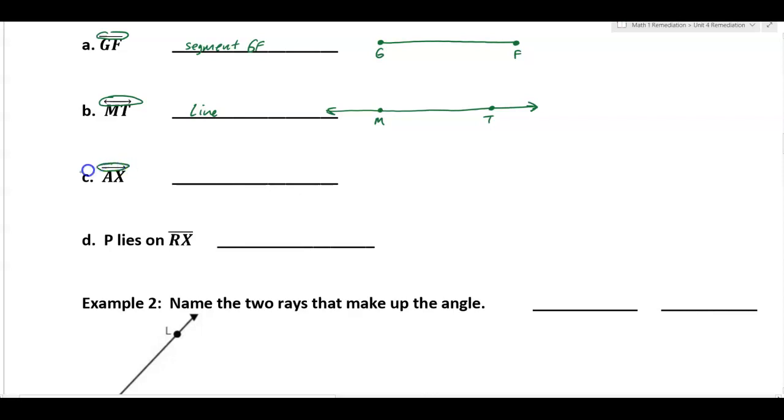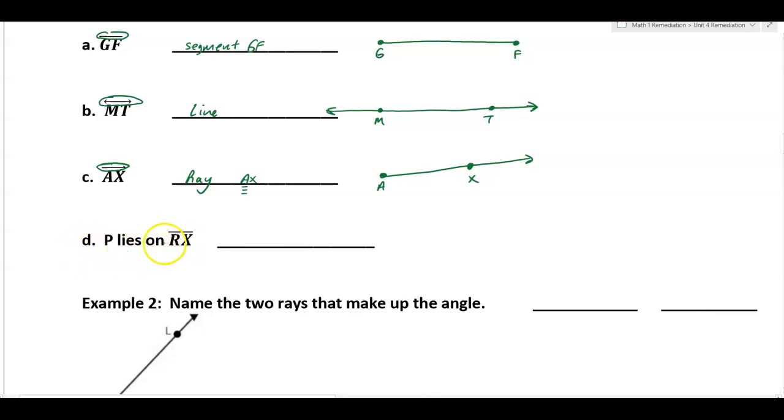Next, this symbol is a ray. So that's basically telling me ray AX. So I know my endpoint of the ray is always that first letter. So I know it's endpoint A, and then I have a ray going to one side, and it goes through point X. Okay?